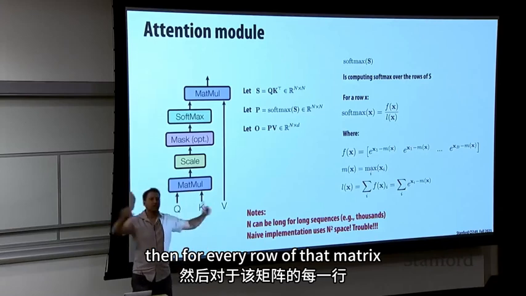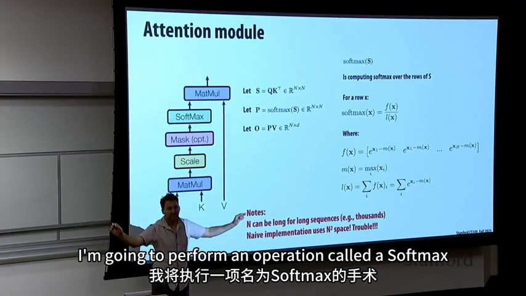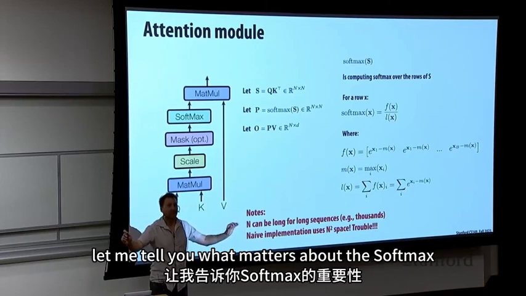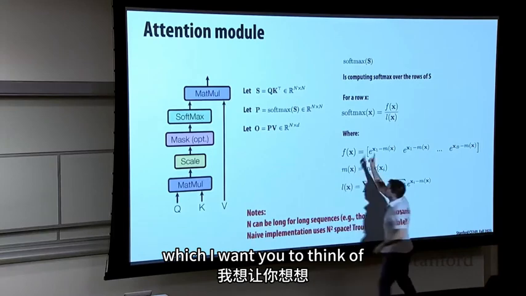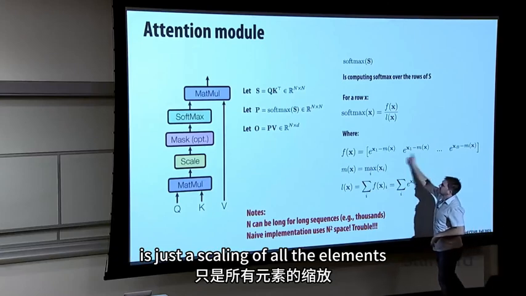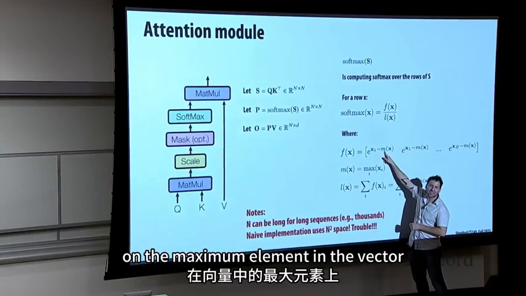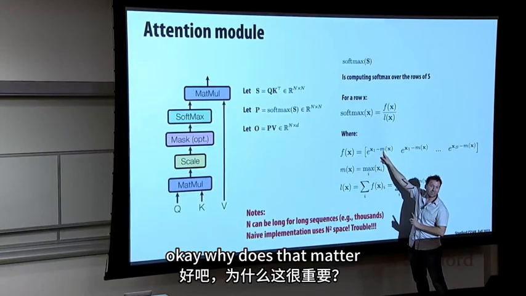Then for every row of that matrix, I'm going to perform an operation called a softmax. If you don't know what a softmax is, it does not matter. Let me tell you what matters about the softmax. The softmax of x, which I want you to think of x as the row of the vector, is just a scaling of all the elements, but that scaling depends on the maximum element in the vector. Okay, why does that matter?